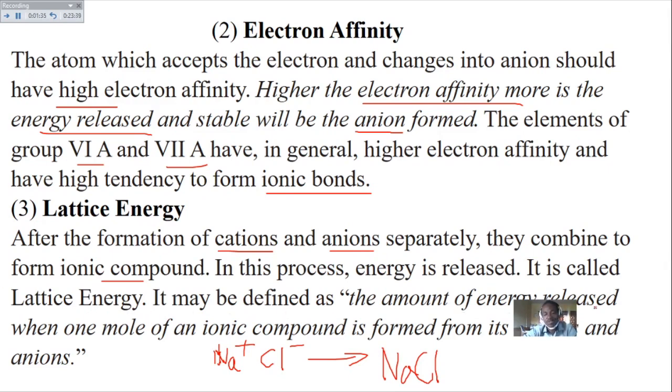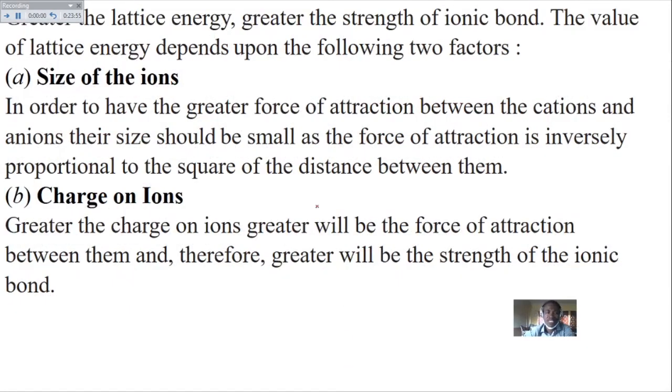It is defined as the amount of energy released when one mole of an ionic compound is formed from its cations and anions. Okay, good. Under the lattice energy, the higher the lattice energy, the greater the strength of the ionic bond. And the value of lattice energy depends on the following.